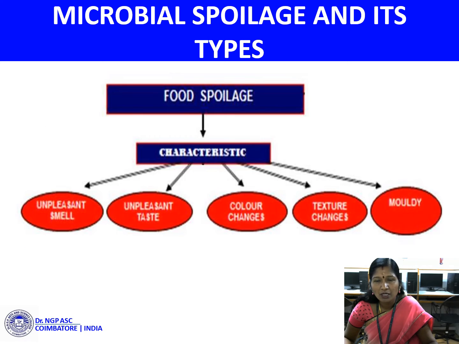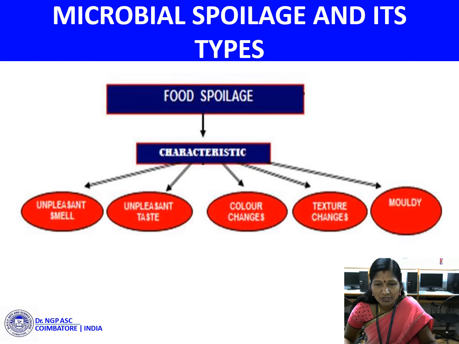Next, going to microbial food spoilage, what are its characteristics? Microbial food spoilage has certain characteristics. It includes 5 different characteristics. And what do these characteristics indicate, and why is the food made inedible or unacceptable to the consumer? The very first characteristic is unpleasant smell. You will get a very bad smell when the food is spoiled, and we experience that in day to day life.